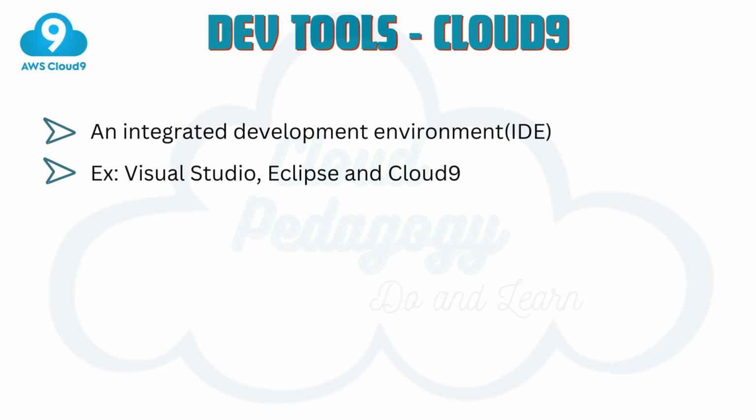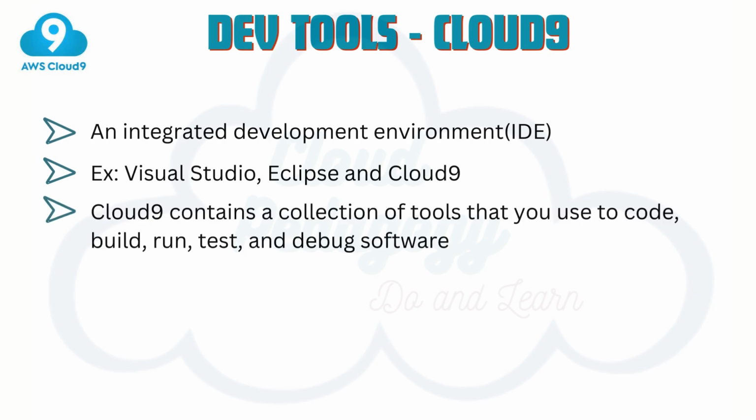Visual Studio became very popular with Visual Basic and Visual C#, and you can use many languages with Eclipse. Certainly, Java programmers heavily use Eclipse as their IDE. So basically, the IDE is where you develop your code. Cloud9 is an addition to the stable of IDEs available in AWS. Cloud9 contains a collection of tools that you use to code, build, run, test, and debug software, and it helps you release software to the cloud.